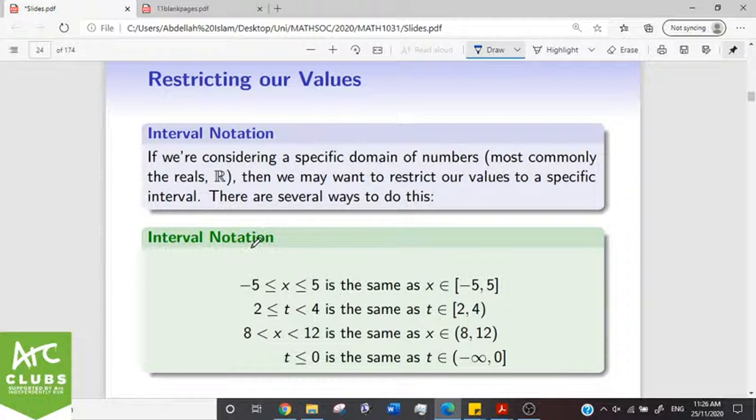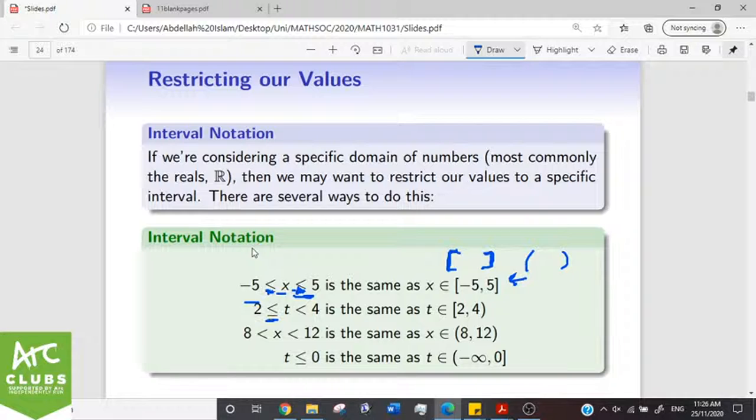To move forwards, we do need to learn some new notation, and it's called interval notation. If you have some interval, for example from -5 to 5, if you have x between -5 and 5, then we write it like this. These square brackets signify that it's a less than or equal to relation. If it was just less than, without the equal to, then we would do a round bracket on both sides.